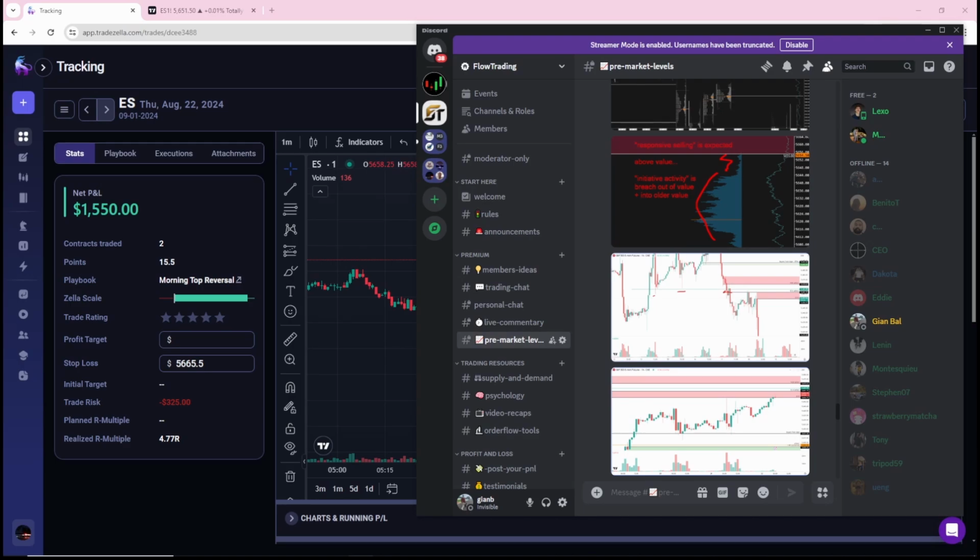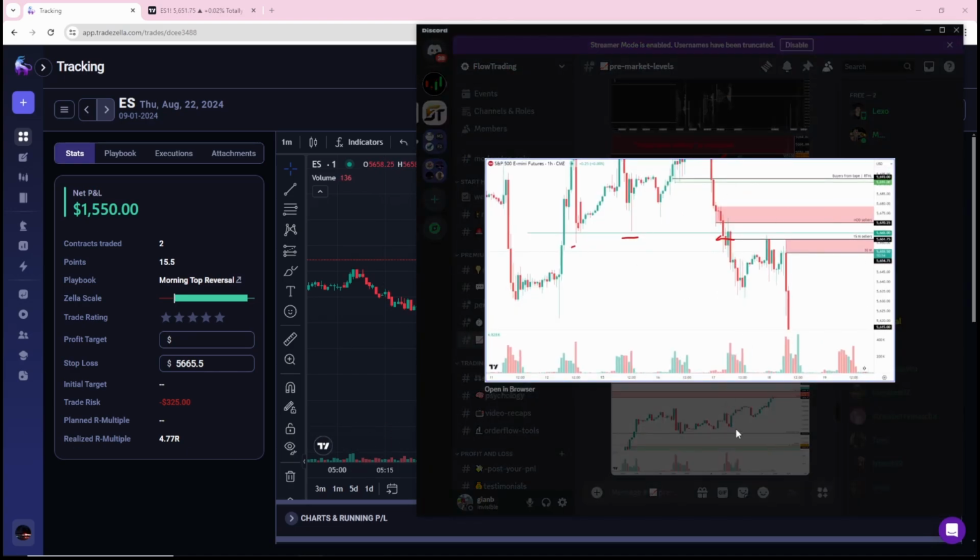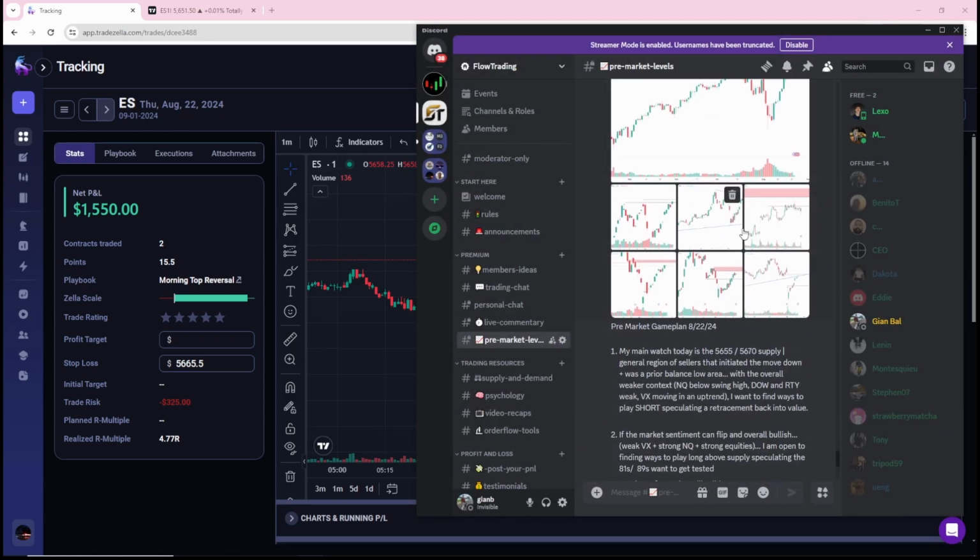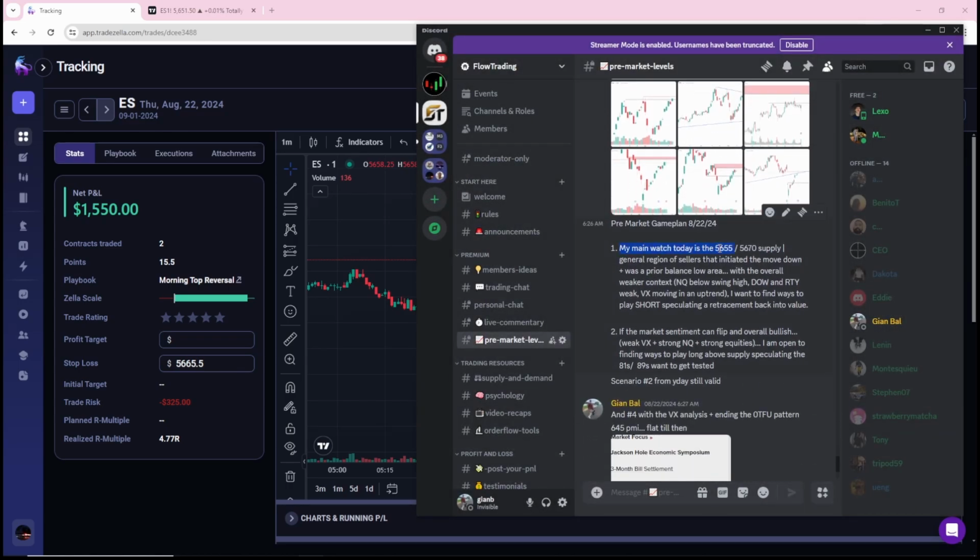Final trade of the week, a little over 1,500, and it's using the same concepts and system that I used to find the prior supply zone. And on a candlestick visual, the level I was watching for on Thursday was the 5.5 to 70 supply zone, which initiated the move down that started that downtrend, and it was a prior balance low area. And like what I've been saying, this price likes to gravitate towards older areas of balance.